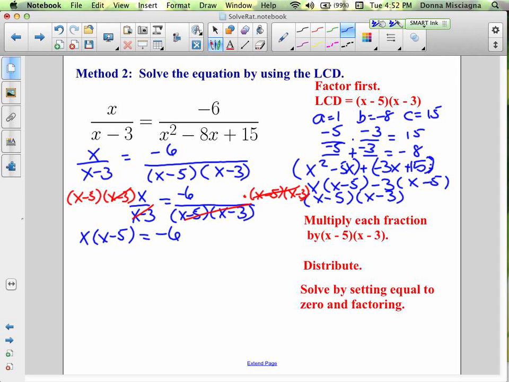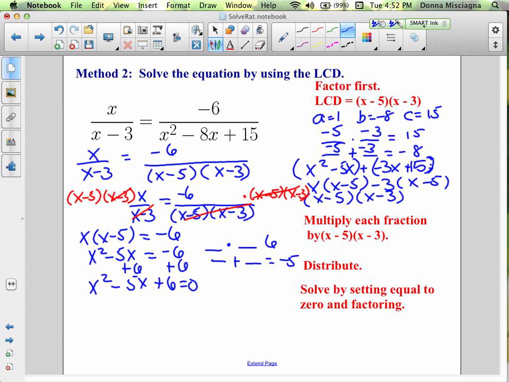We'll multiply x times x minus 5. That's going to give us x squared minus 5x. And now we need to add 6 to both sides because we have to set our equation equal to 0 to be able to factor. So we have x squared minus 5x plus 6 equals 0. We need two numbers. 1 times 6 is 6. Two numbers that multiply to give us 6, but add to give us our b term of negative 5. And of course, that would be negative 3 and negative 2.